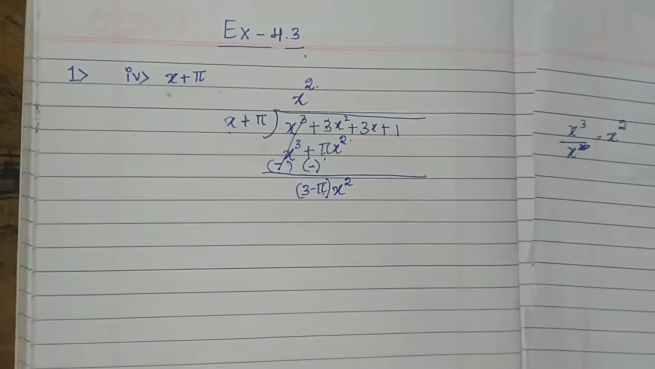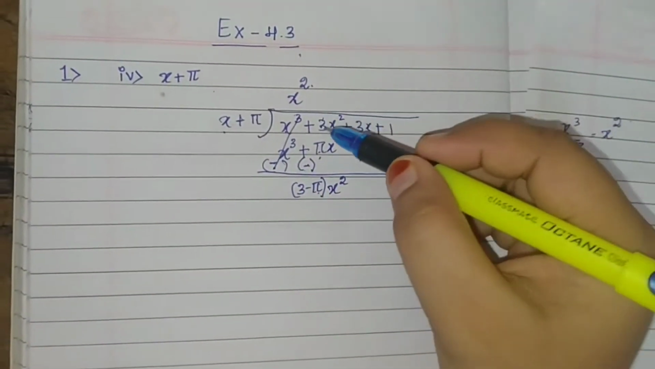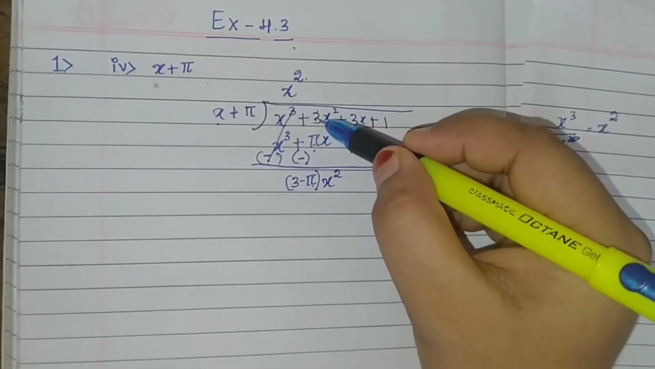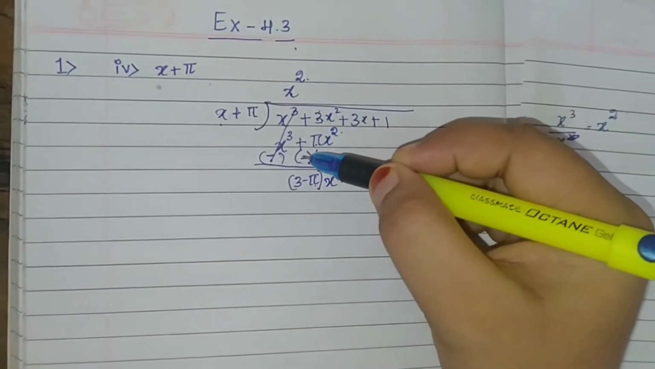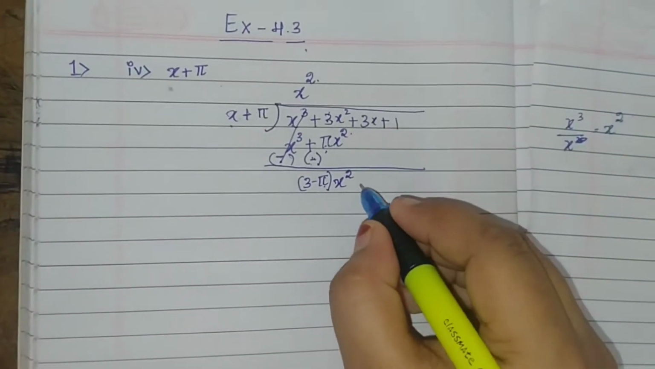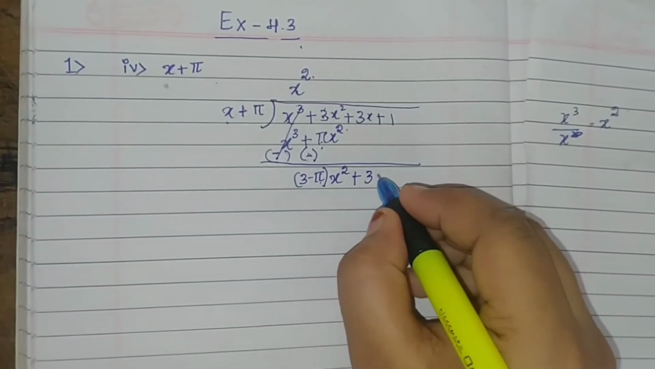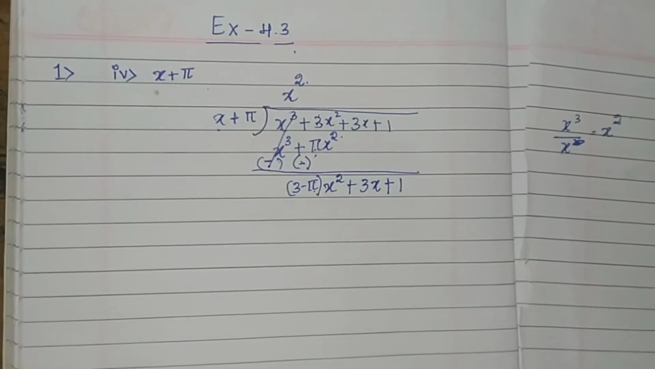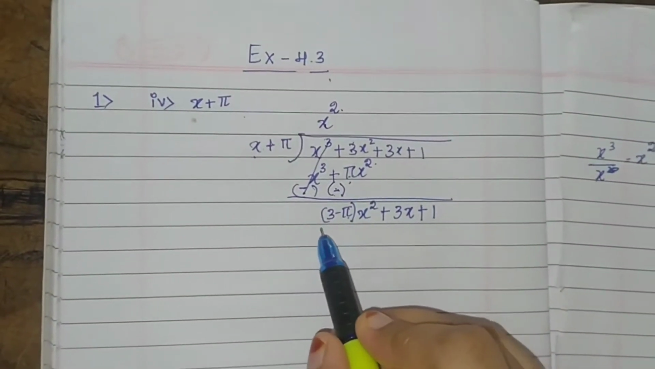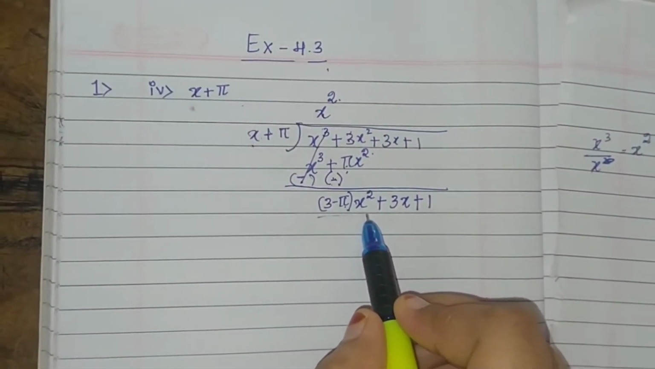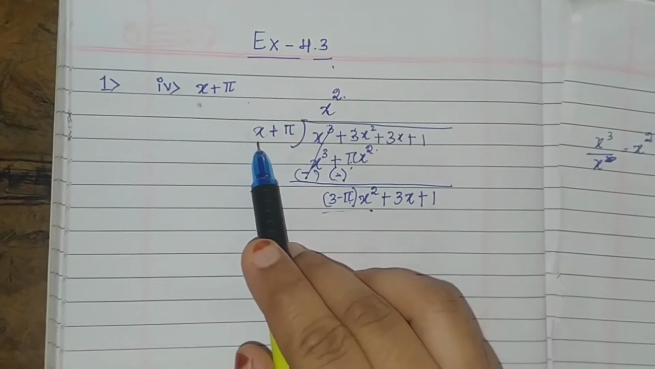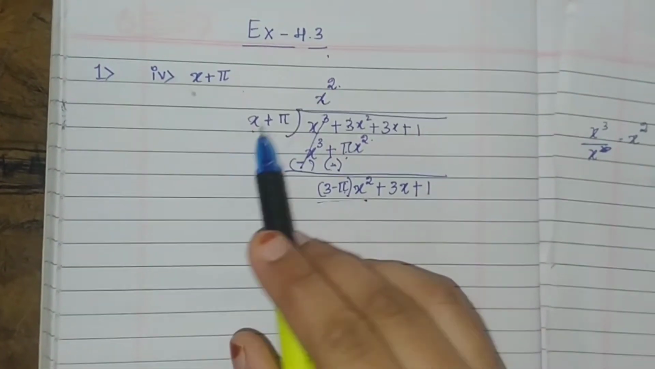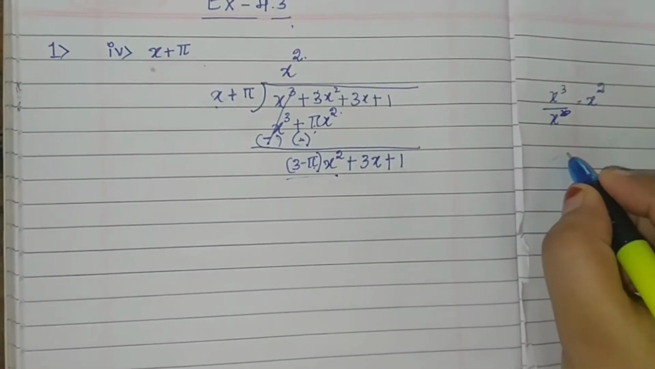Okay, so you have to take the constant, you have to write the constant as it is. That means 3 minus pi. Okay, so the next step is you have to take this down, 3x plus 1. So this is your first term of the dividend now, and this is your first term of the divisor. So what is your next step?